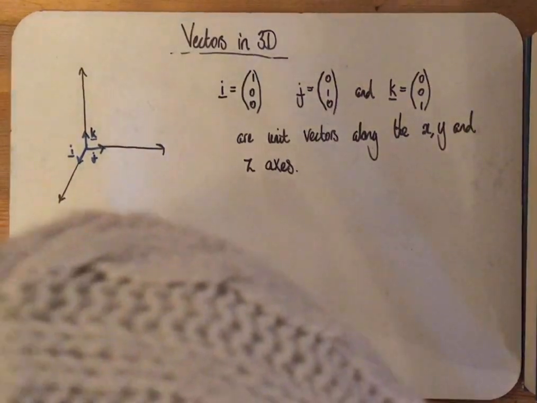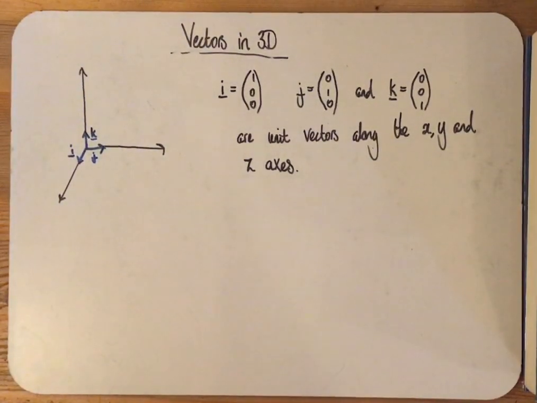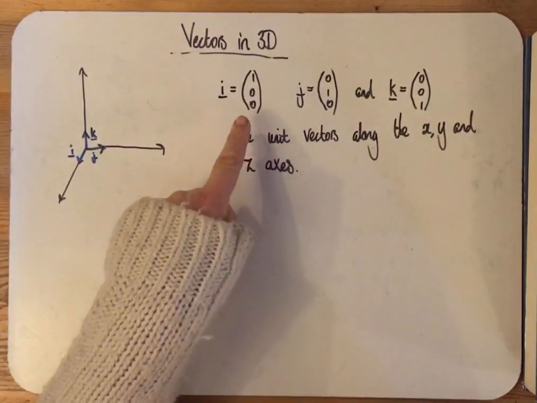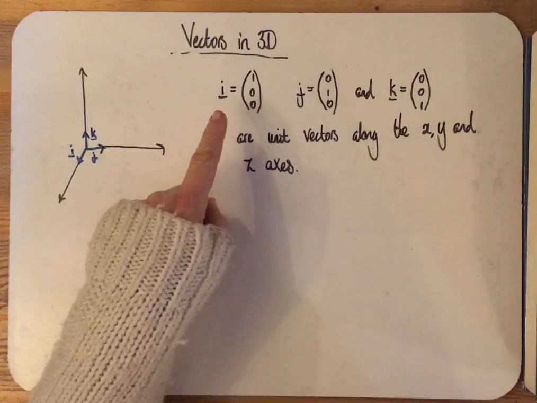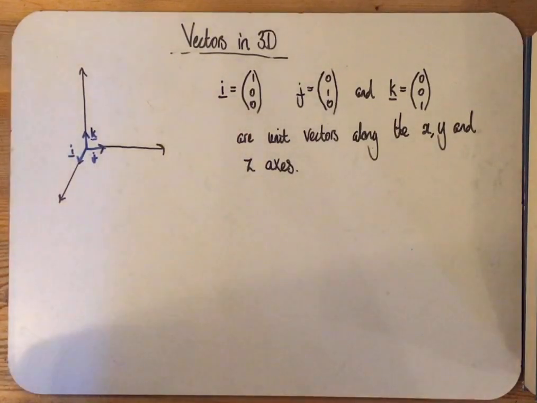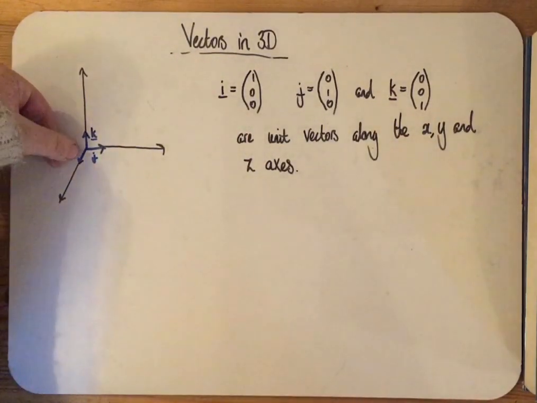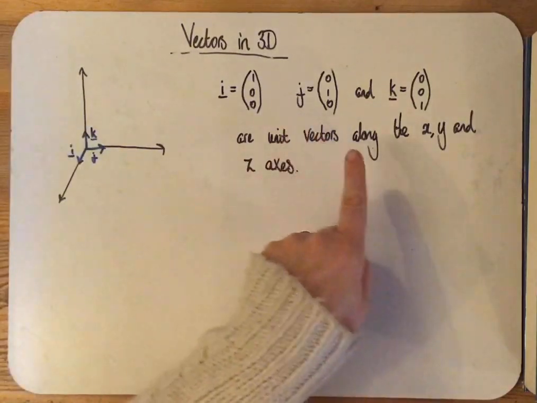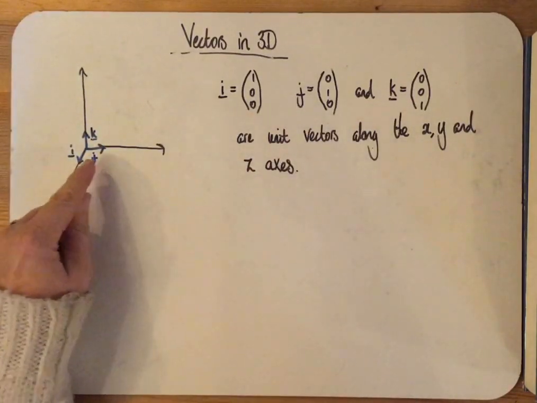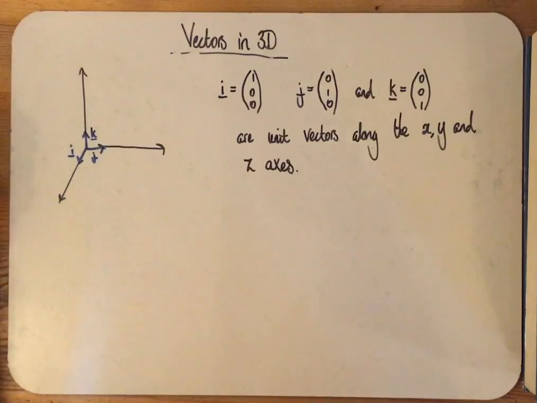Okay, moving from coordinates into vectors. So i is a unit vector in the direction of the positive x-axis. So unit vector coming this way. j, y-axis, and k along the z-axis. And if you remember, a unit vector has length or magnitude of 1. We'll come back to those in a short while.